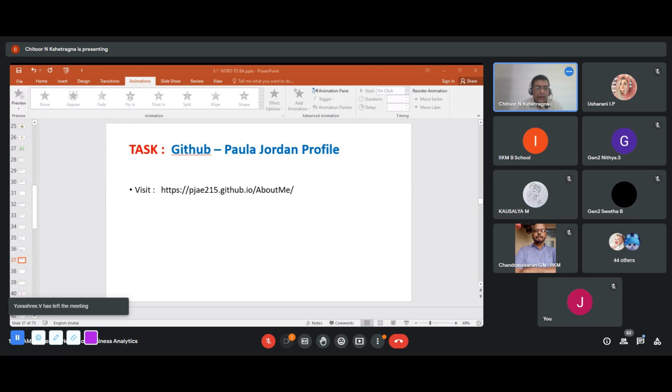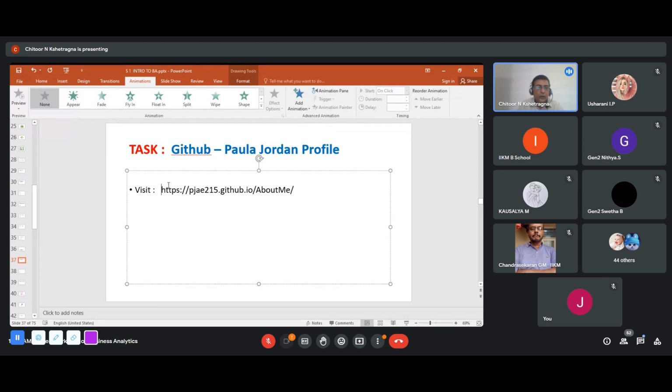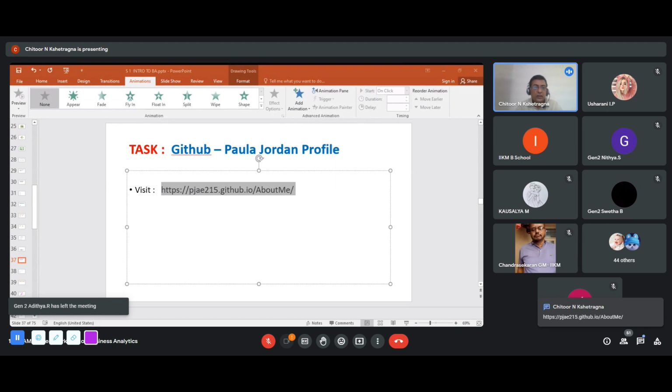I'll just put up the URL on the chat. You can do a cut and paste. Just put it up on the chat, and you search on your mobile phone or any other device that you have. And I want you to find what exactly this GitHub profile is.